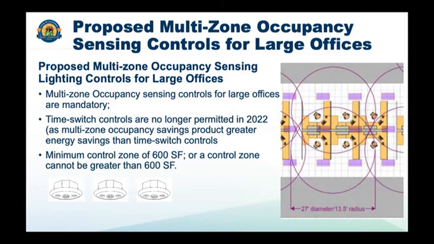And this measure is proposing to have a more granular occupancy control zone, a control zone of 600 square feet, and no greater than that for each control zone. And one benefit of granularity is to reduce the lighting power in each control zone.